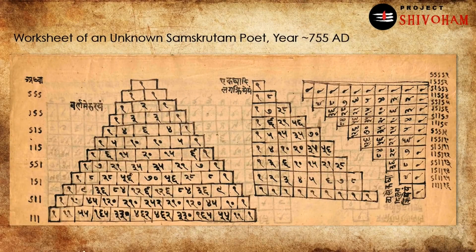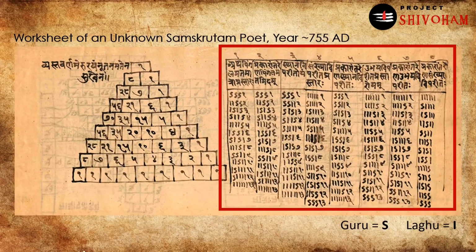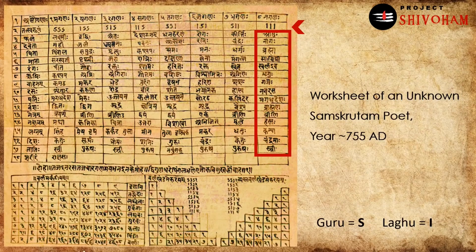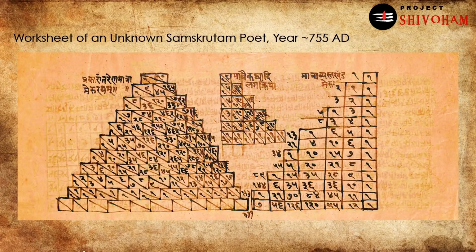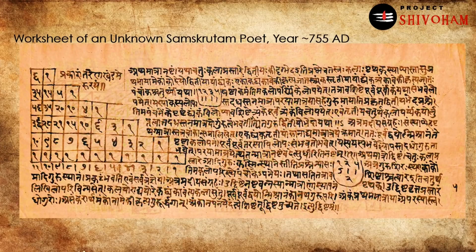This is the worksheet of an unknown Sanskritam poet writing down the Meru Prasthara. Almost in the year 755, you see the combinations of guru, laghu, how they wrote to identify different words and their combinations. It was incredibly surprising for me to see this manuscript, which is 1300 years old. And this was way back in the year approximately 755 AD. This is 1000 years before Pascal, quote unquote, invented Pascal's triangle.